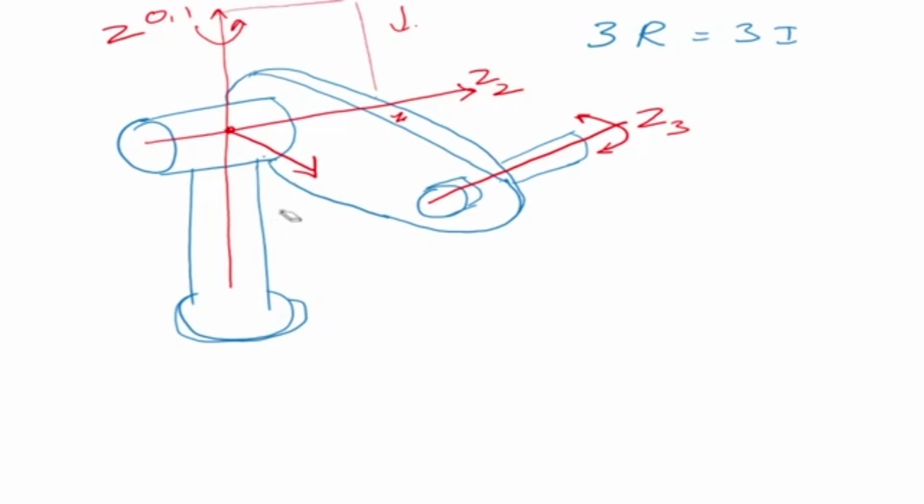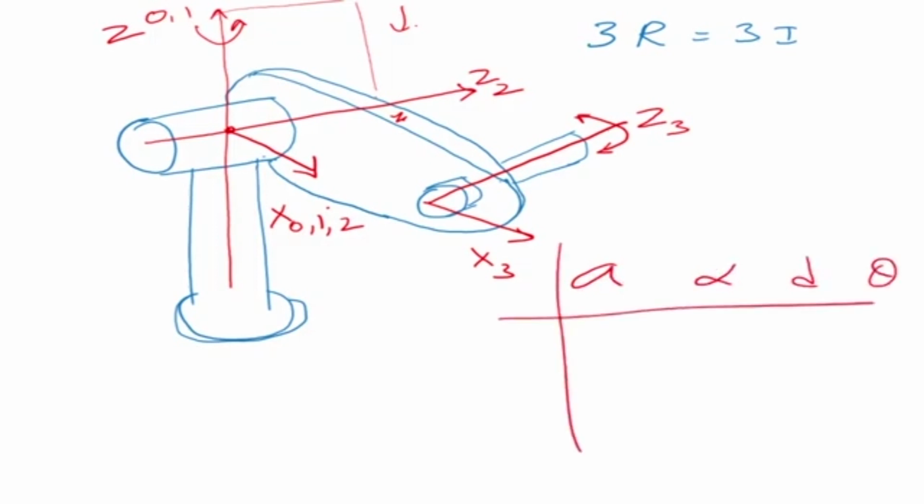So x1, sorry, I'll just write the numbers. x0, 1 and 2 are the same axis, and x3 is here. Okay, so now let's write a, alpha, d, theta. This is the distance between the z's. This is the angle between z's. This is the distance between x's. This is the angle between x's. That's how we remember. This is the relation between the 0 frame and the first frame, and this is the second frame, third frame, 2 to 3.